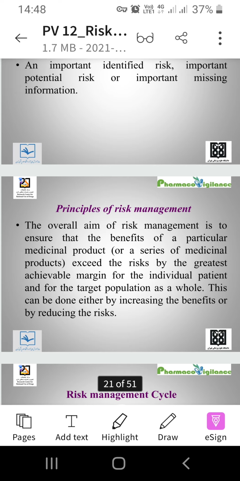This is a principle. The overall aim of risk management is to ensure that the benefits exceed the risk by the greatest achievable margin. This can be done either by increasing the benefits or reducing the risk. Increase the benefit and reduce the risk. This is a principle of risk management.